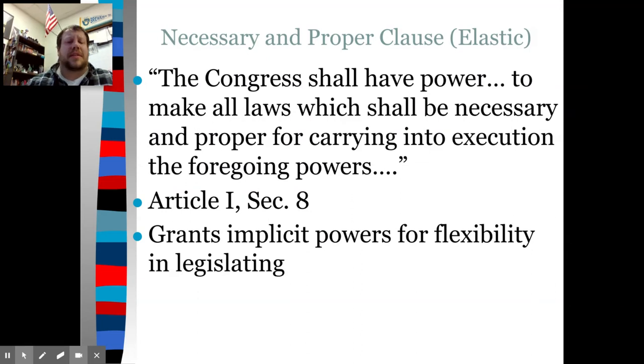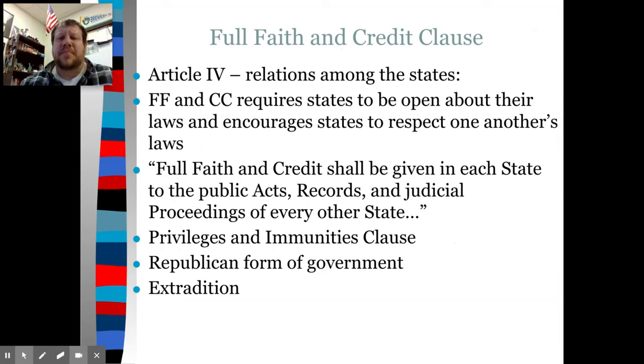The necessary and proper clause is at the very end of Article 1, Section 8, where it says Congress shall have power to make all laws which shall be necessary and proper for carrying into execution the foregoing powers. It's called the elastic clause. It basically grants flexibility for legislating powers, so that if something comes up that's not in those other areas but is close to it, the government can do it. And so if we need to get something done for the government, they can make that happen in Article 1, Section 8.